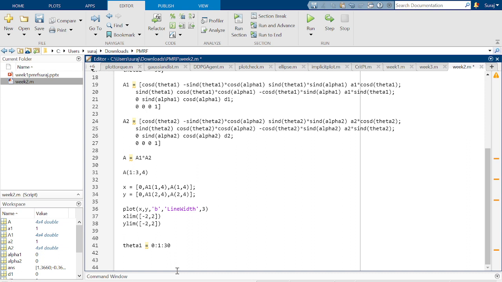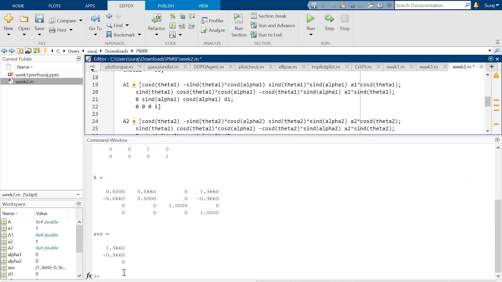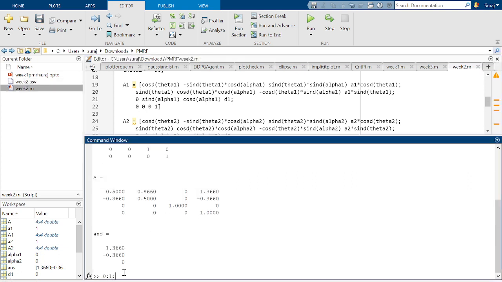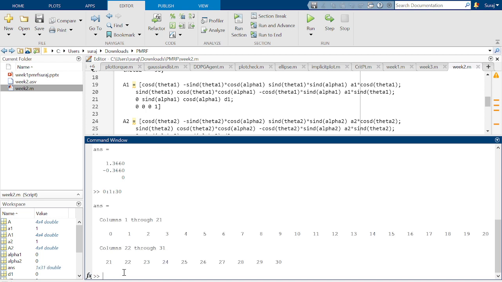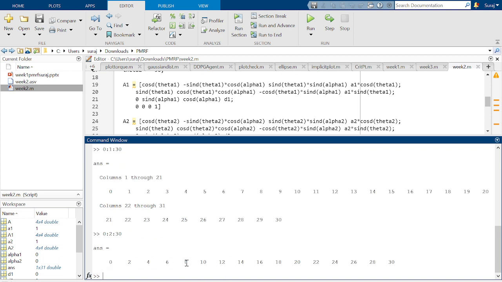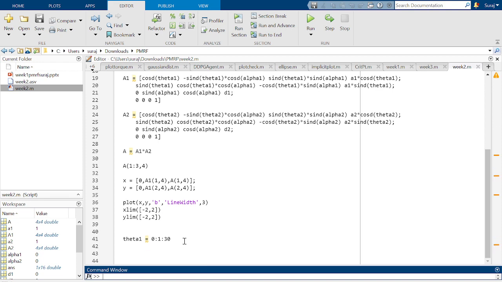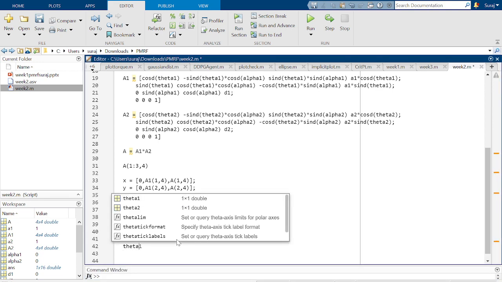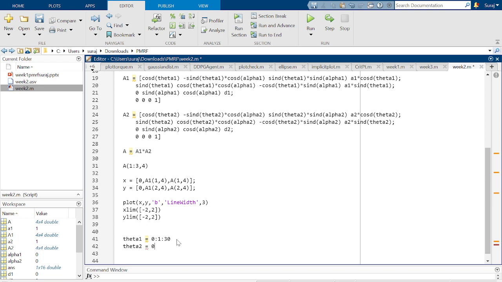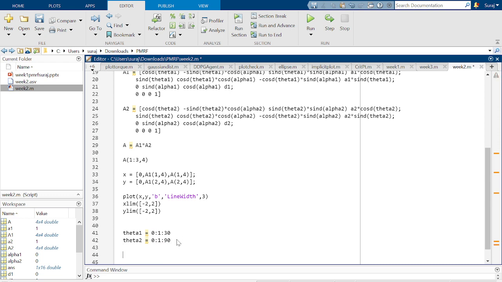So if I run this in the command window, you see that from 0 to 30 I got all the numbers with a step size of 1. If I had put 2 over here, I would have got a step size of 2. Fine. So I want the first link to move from 0 to 30 degrees, and similarly, I want the 2nd link to move from 0 to 90 degrees.